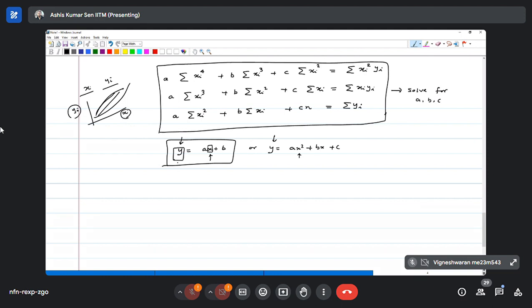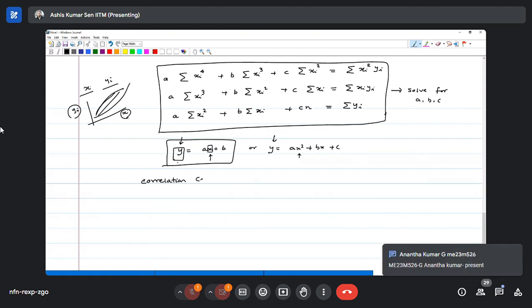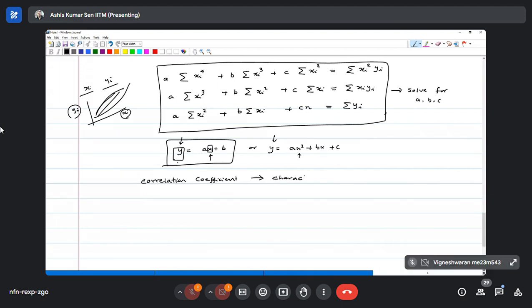Right, sir. So now if you found a curve fit, how good is the curve fit? How do you know how good the curve fit is? Typically, you use what is called the correlation coefficient. The correlation coefficient characterizes the regression.